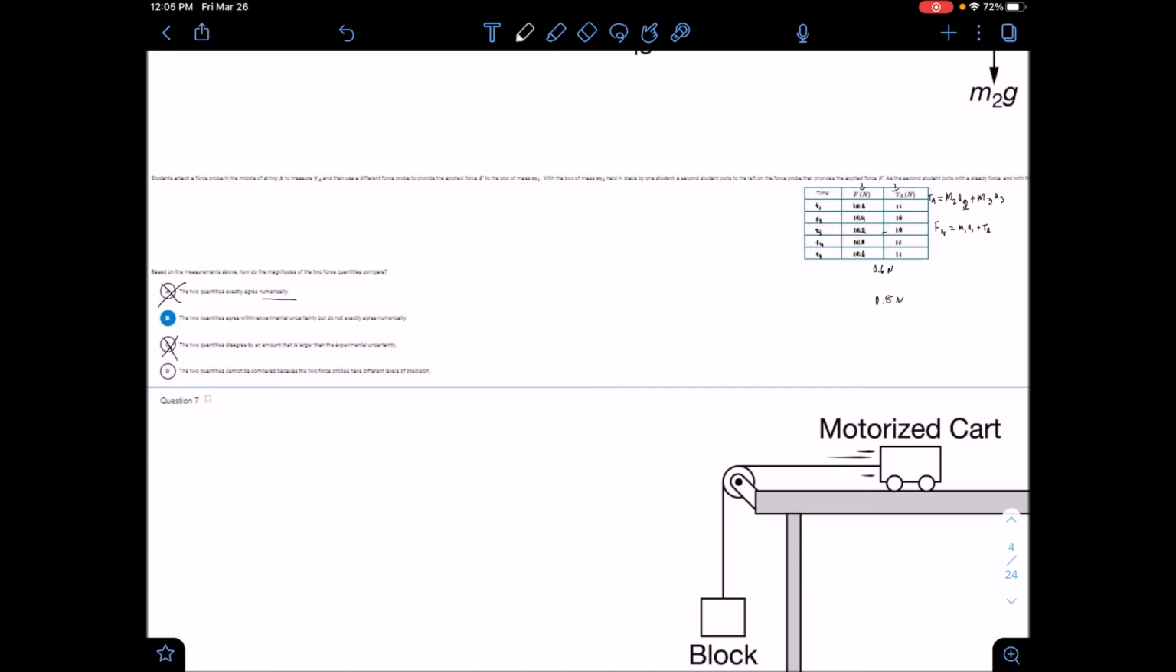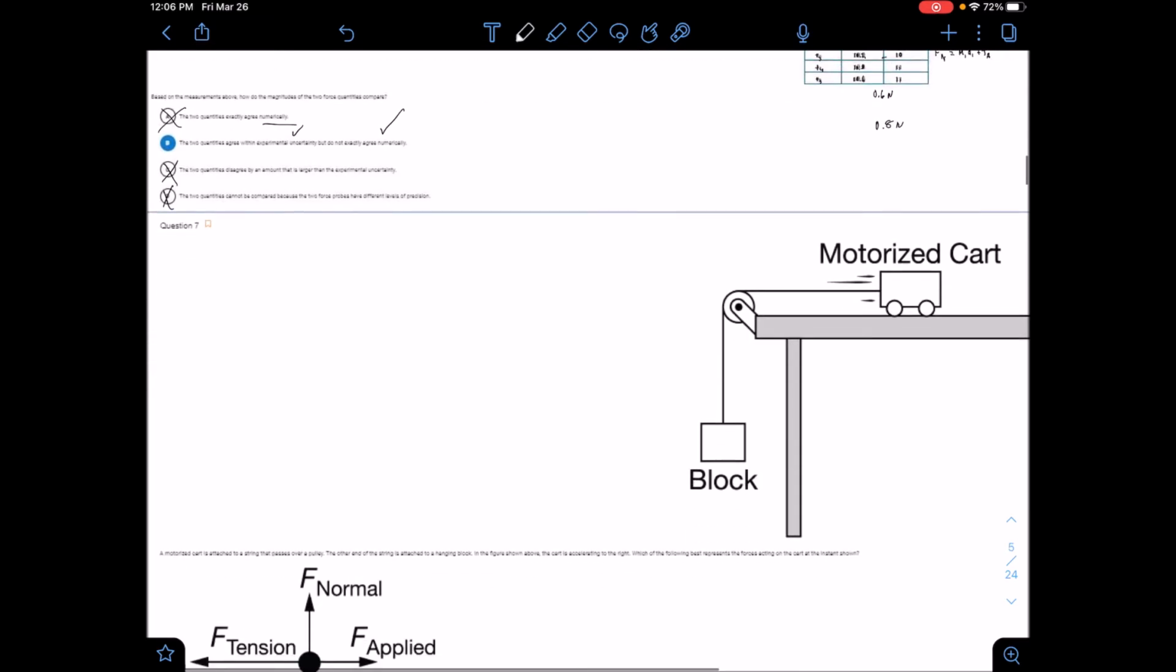The two quantities cannot be compared because the force probes have different levels of precision. Well, it doesn't state that they use a different type of force probe. They just say force probe, so you can assume they're the same. The two quantities agree within experimental uncertainty, but do not agree numerically. So numerically, they're not the same, so of course that part's right. And they agree within experimental uncertainty because the numbers are very close to each other, so that's why option B will be correct.